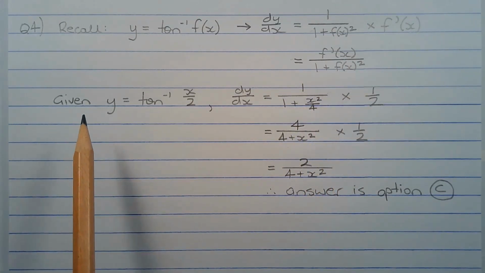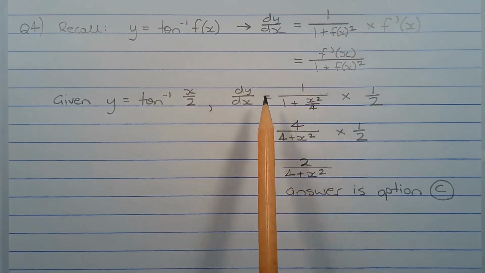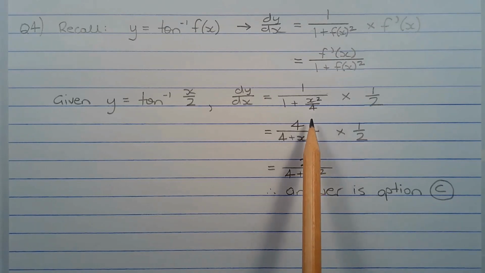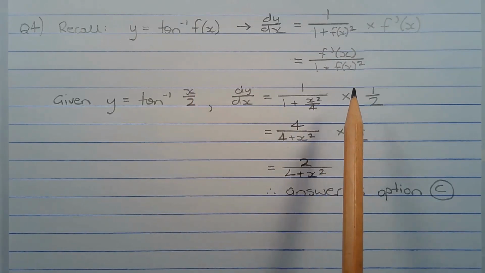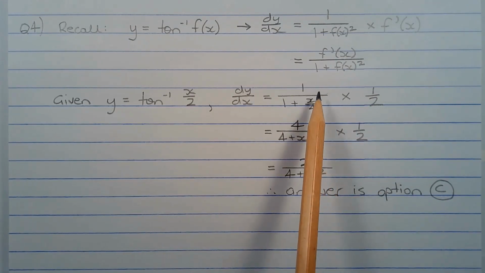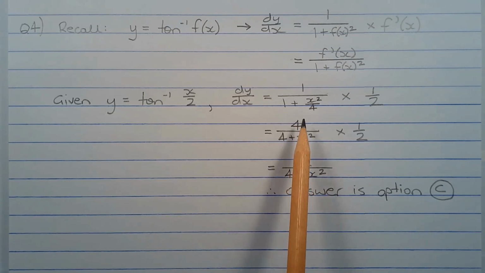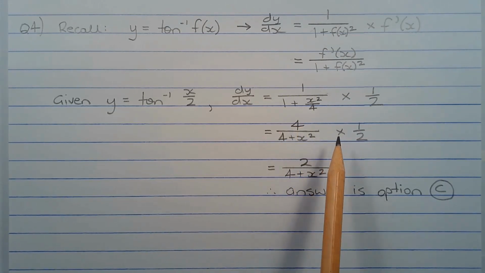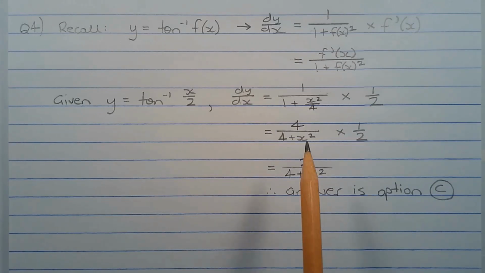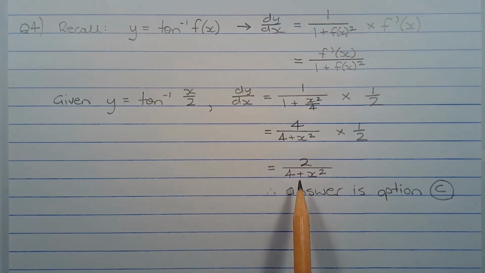Given y is equal to inverse tan of x over 2, then dy dx is equal to 1 over 1 plus x squared over 4, that's the square of x over 2, multiplied by the derivative of x over 2, which is half. Multiplying all the terms in the fraction by 4 to eliminate the denominator of 4, that equals 4 over 4 plus x squared multiplied by half. And 4 multiplied by half is 2, so 4 over 4 plus x squared multiplied by half is equal to 2 over 4 plus x squared. Therefore, the answer is option C.